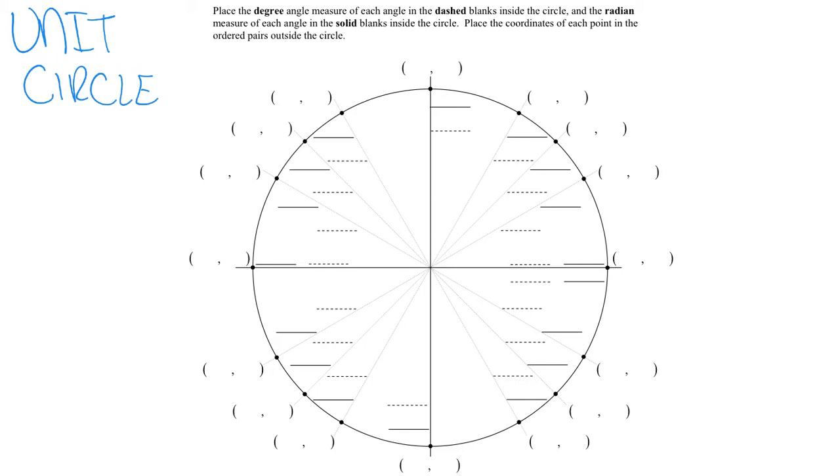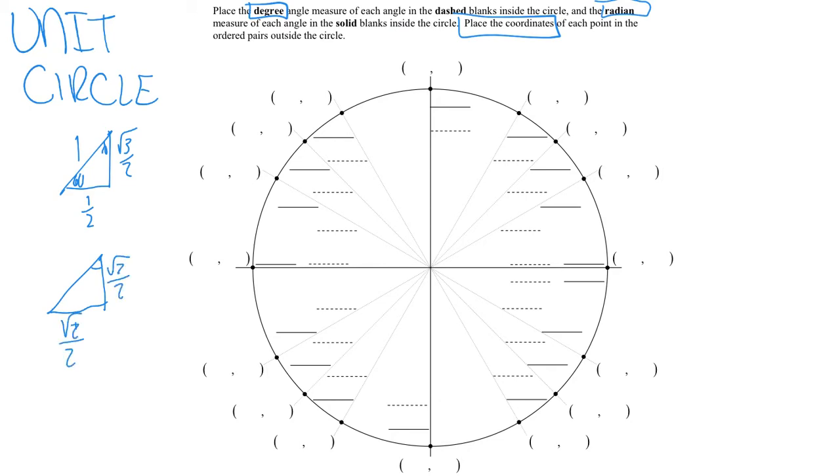But on this unit circle right here, we are going to label degrees. We're going to label radians, and then we're going to label the coordinates. The coordinates are found by relating back to our special right triangles. That's our 30, 60, 90, where this is a 1, this is 1/2, and this is root 3 over 2. And then our 45, 45, 90, where this is root 2 over 2, and root 2 over 2, and 1.